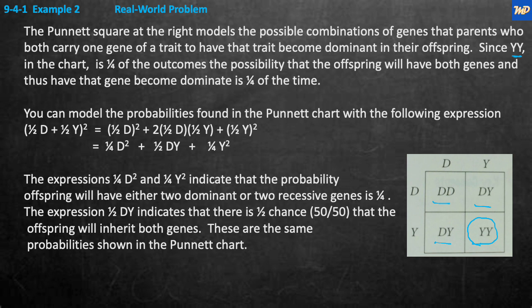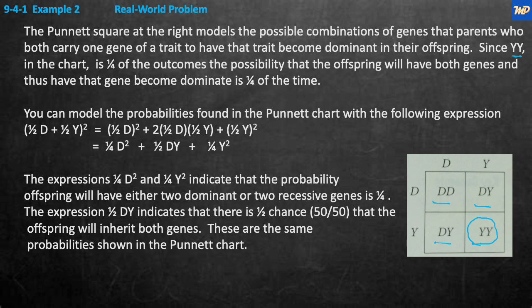Anytime those two Ys come together, the dog will be yellow. So you can model the probabilities found in the Punnett chart with the following expression. We've been looking at these expressions, which is (1/2 D, 1/2 dark, plus 1/2 yellow) squared. That's the term. This is a binomial squared.